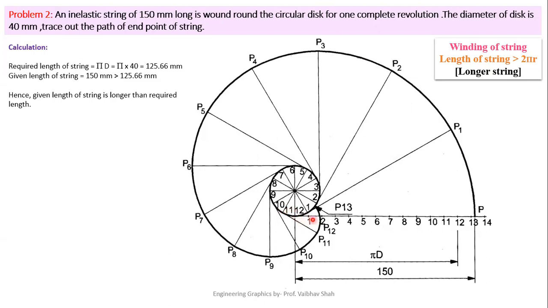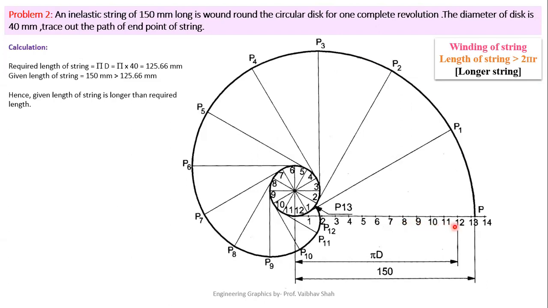After that, we have to divide this line also into 12 equal parts. Once again, you may have some confusion, but don't worry. Always remember, you have to divide the pi d length of the line, the circumferential length, into the same number of parts as the circle. We divided the circle into 12 equal parts, so we divide this straight line of pi d length into 12 equal parts. Let us start with 0, 1, 2, 3, 4, 5, 6, 7, 8, 9, 10, 11 and 12.